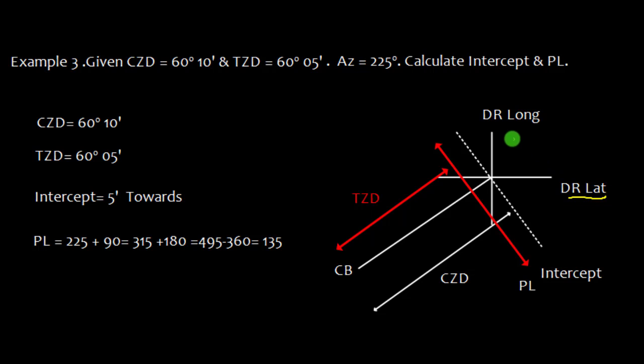Now this is your DR latitude, this is your DR longitude, and from here this dotted line we have done the calculated zenith distance. Suppose this is the celestial body. The intercept is towards the celestial body, so true zenith distance is less. So this is your PL, 90 degree to that, and that is how it can be expressed. The position line is 315 and 135.